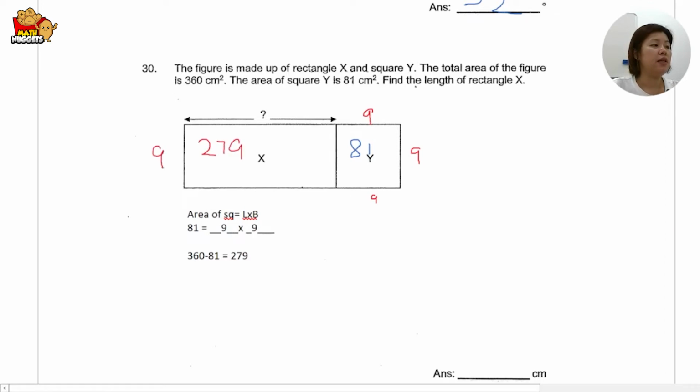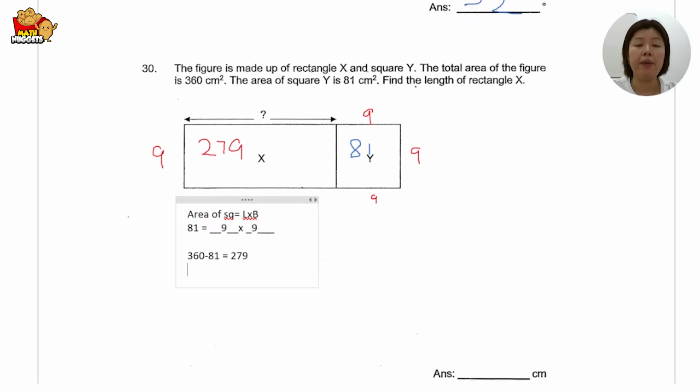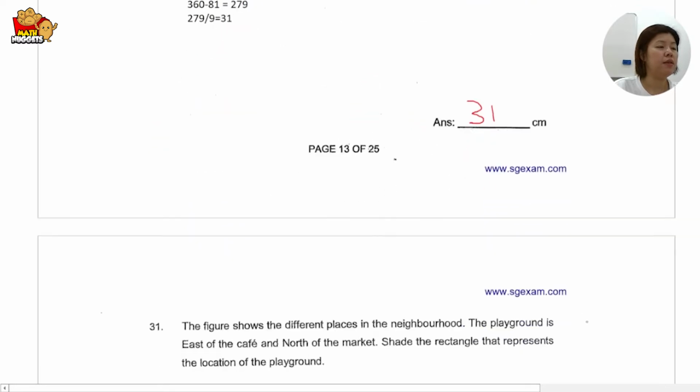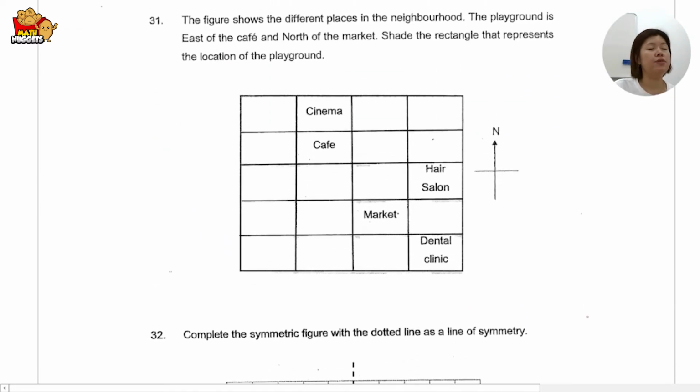And here is 9. Okay, so meaning I can find my length now, which is area divided by breadth is 279 divided by 9, which equals to 31. Okay, answer 31. Okay, let's move on to the next question.